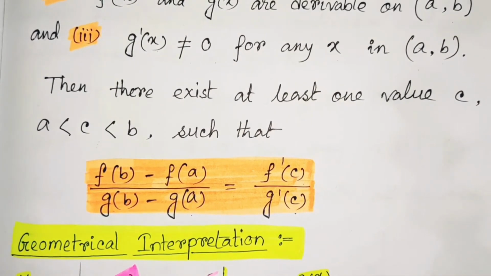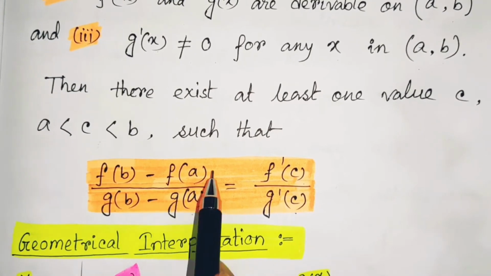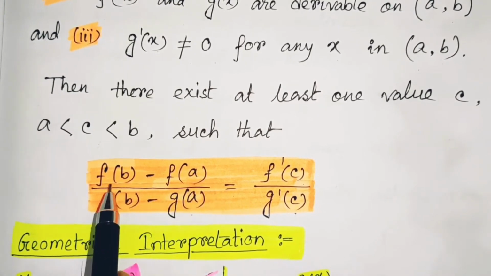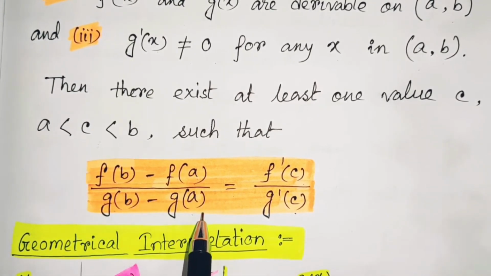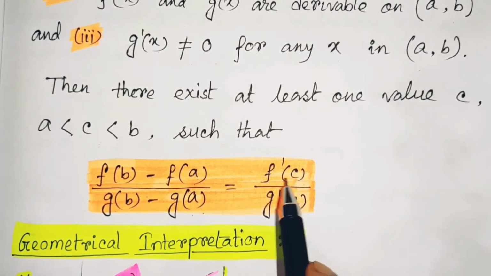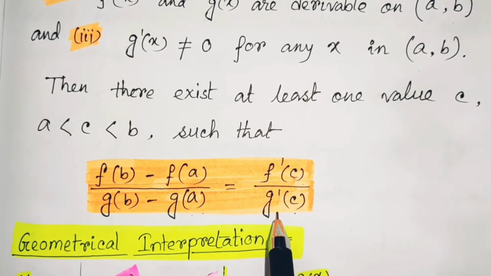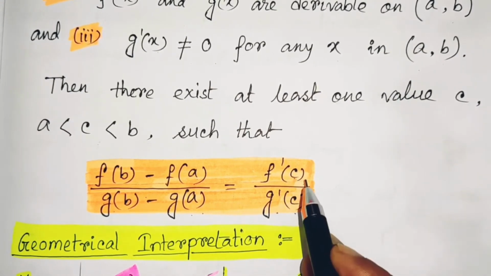But what happens here? Just observe the formula very carefully. This one is the distance, both are distance values. So this is the distance in between the interval [a, b] for the first function and this is the distance for the second function, and here it is the ratio. This one is the derivative of the first function, and this is the derivative of the second function, and this is the ratio.